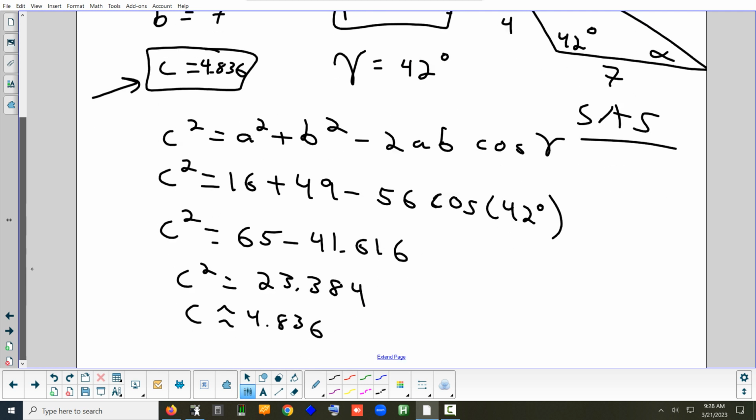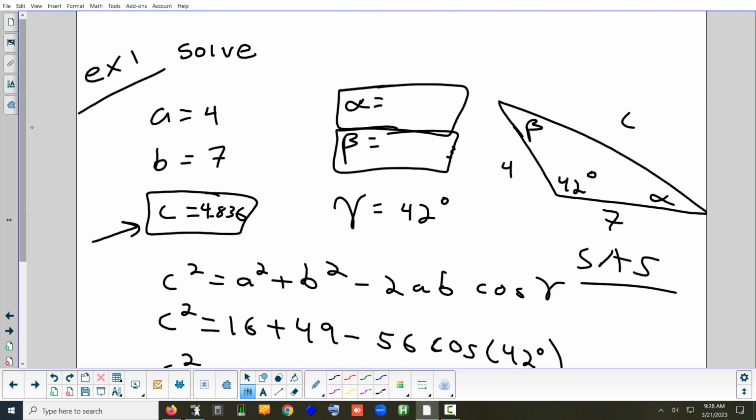Okay, so let's write down what we just figured out. 4.836. And I'm going to put that in red to remember it was something we found. So when we started this problem, it was side angle side. Now we have more information. That 4.836 makes it another type now, in addition to side angle side. What other type is that triangle now?